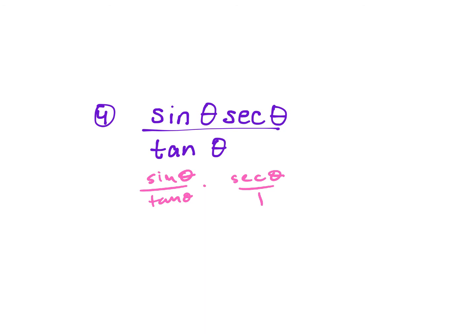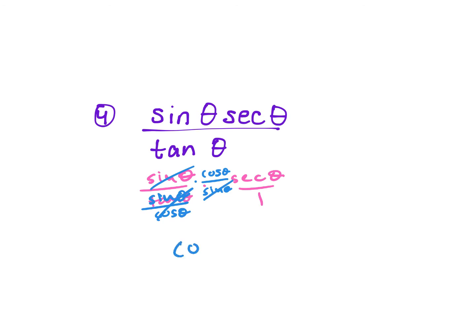I can change everything to be in terms of sine and cosine. So tangent would be sine over cosine. Since I have a fraction and a fraction, I can keep change flip. So keep the top, change the multiplication, flip the bottom. So that would be cosine over sine. If I have a sine on the top and a sine on the bottom, they'll cancel.